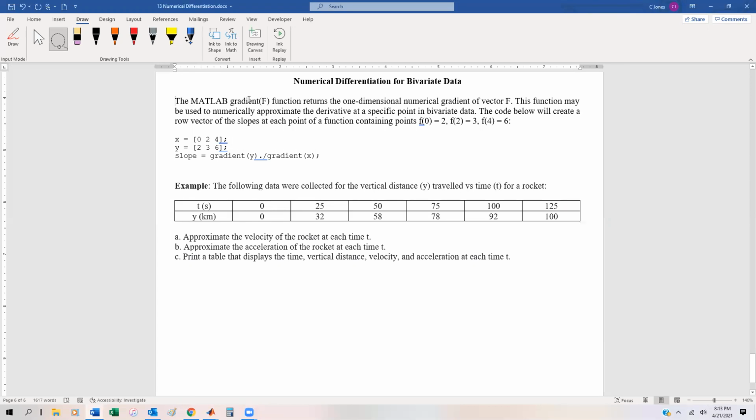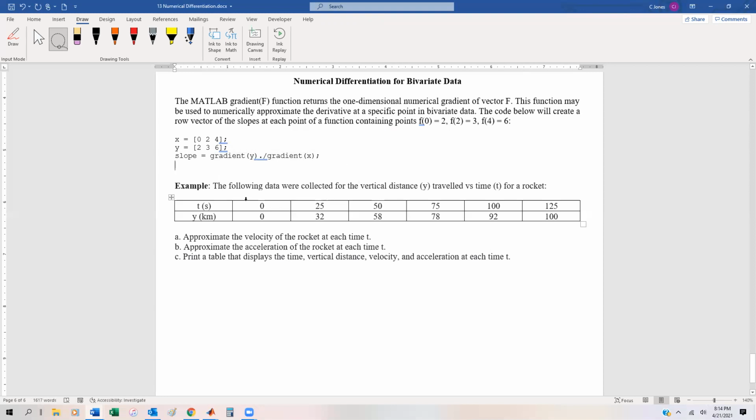What we're going to utilize is MATLAB and its gradient function. The gradient of f, if f is a row vector, finds the numerical gradient of that vector f, and it tells us what the derivative is at a point. At the first point, it tells us what the derivative is there, and it incorporates all of the edges. As a really basic example, if I had the points 0, 2, 2, 3, 4, 6, I put them in row vectors, and then I define a variable slope equal to gradient y divided by gradient x. And notice it's a matrix operation.